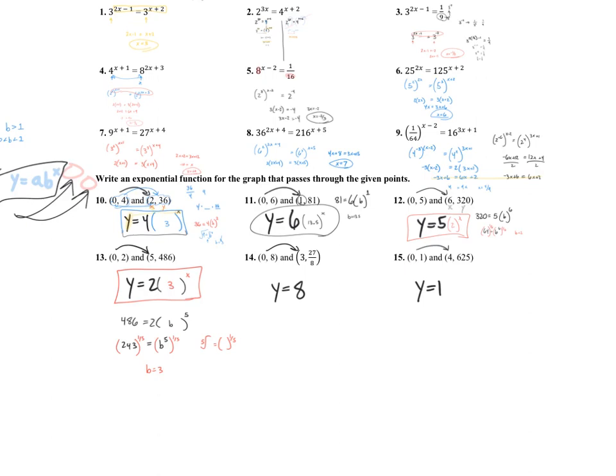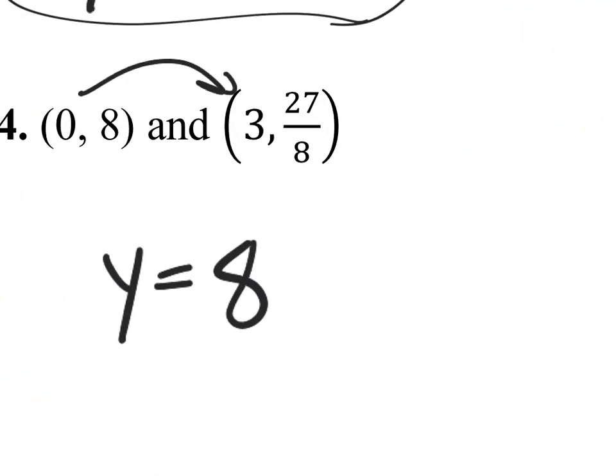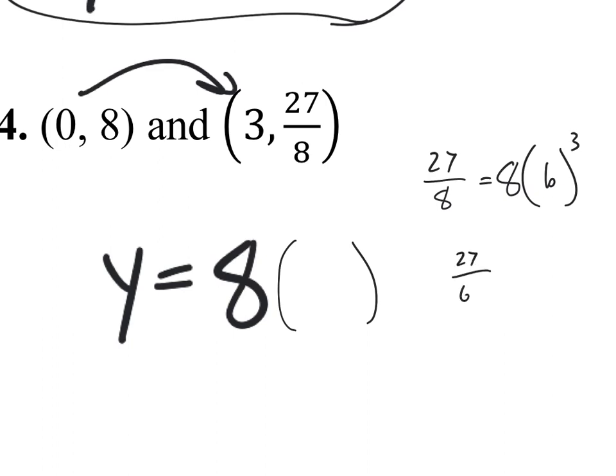We can do this even when they are fractions. Same setup as always. Set up your y, leave your a value the same, set up your x. We're looking for b. When I divide both sides by 8 here, we'll get 27 over 64 is equal to b cubed. Now when I take the cube root on both sides, we will get 3 over 4 is equal to b.